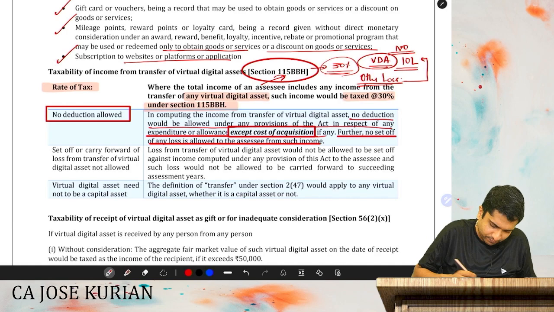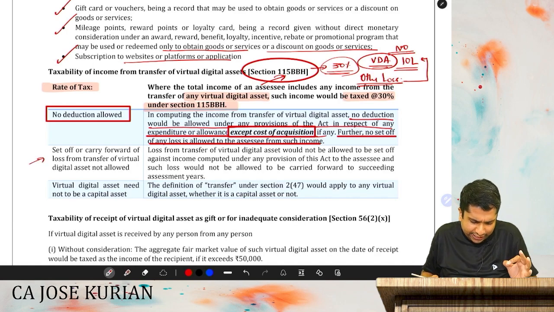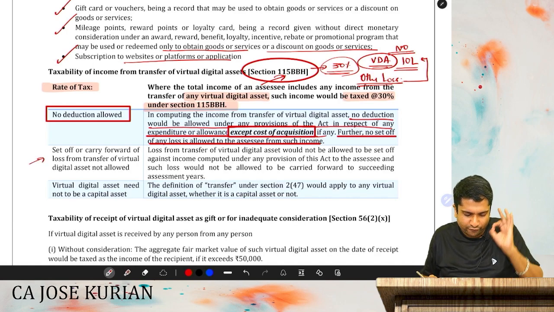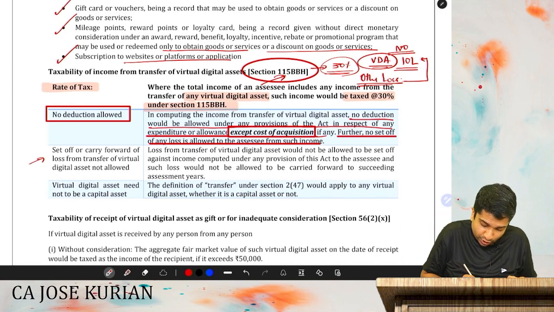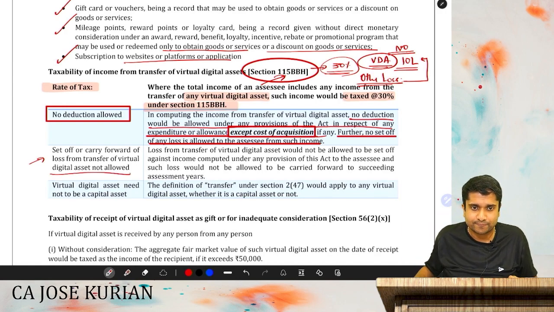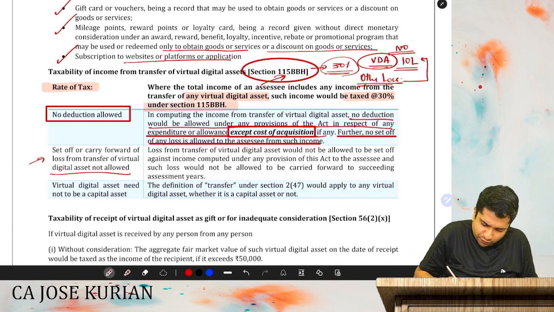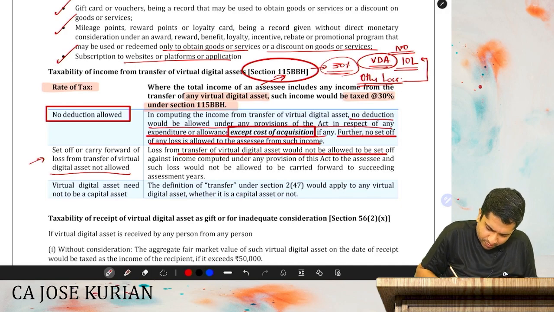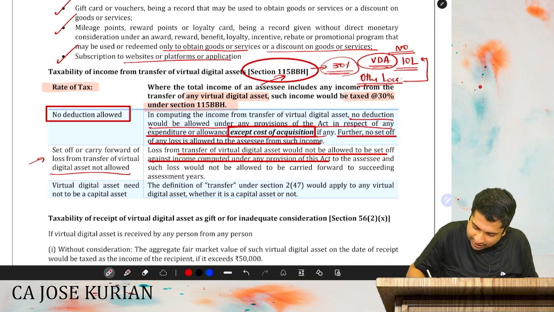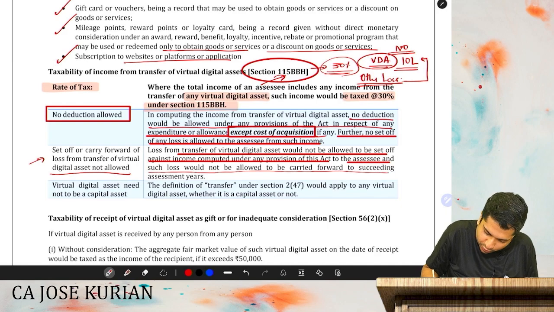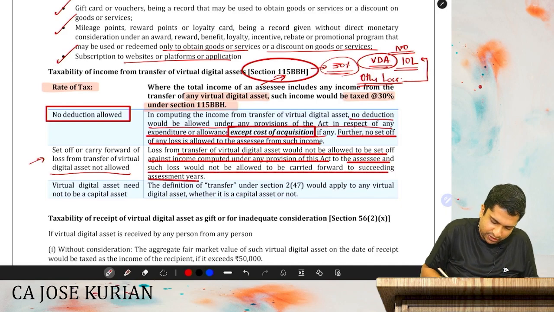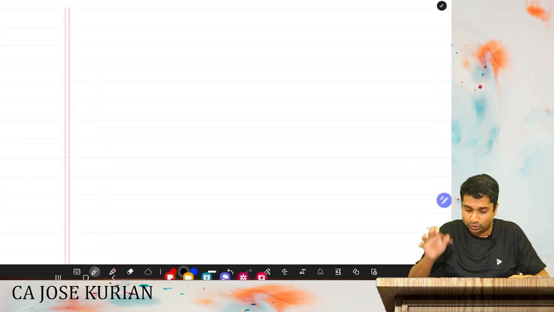Alright, moving on. Next, set off or carry forward of loss from transfer of virtual digital asset is also not allowed. That simply means, friends, loss from transfer of virtual digital assets would not be allowed to set off against income computed under any provisions of this Act, and the loss would not be allowed to be carried forward to the succeeding assessment year. So these two points you have to be very careful.